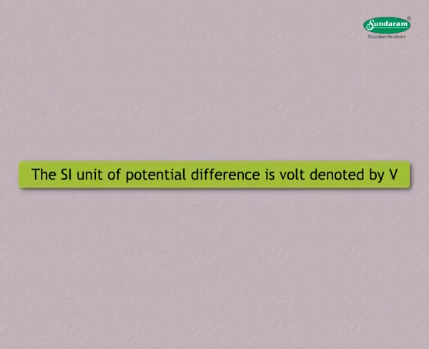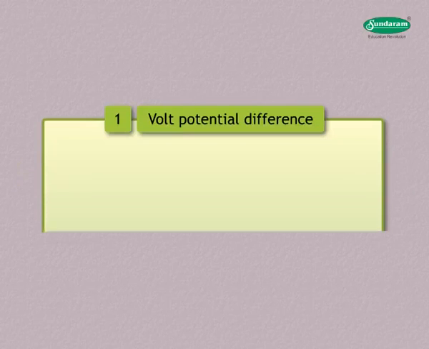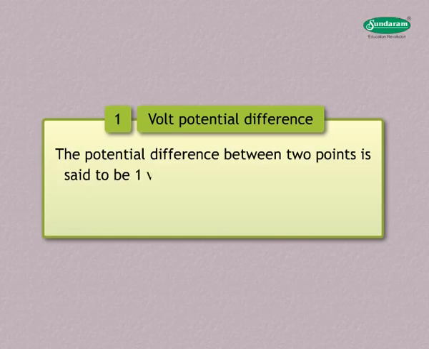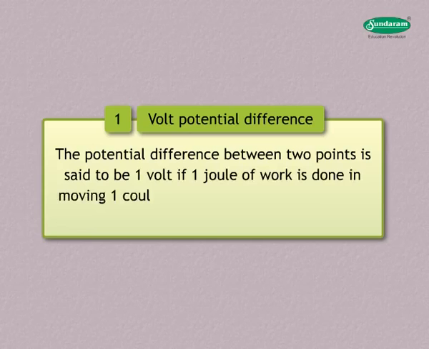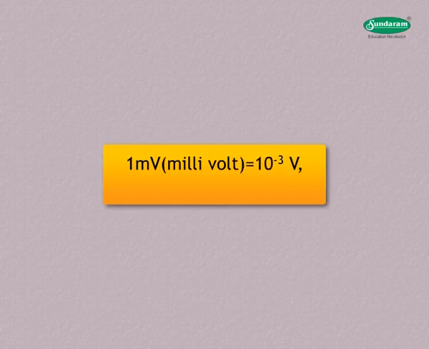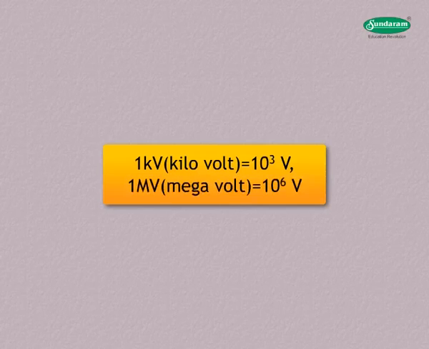The SI unit of potential difference is volt, denoted by V. 1 volt potential difference: the potential difference between 2 points is said to be 1 volt if 1 joule of work is done in moving 1 coulomb of electric charge from one point to another. Small voltages are measured in terms of millivolts and microvolts. Large voltages are measured in terms of kilovolts and megavolts.